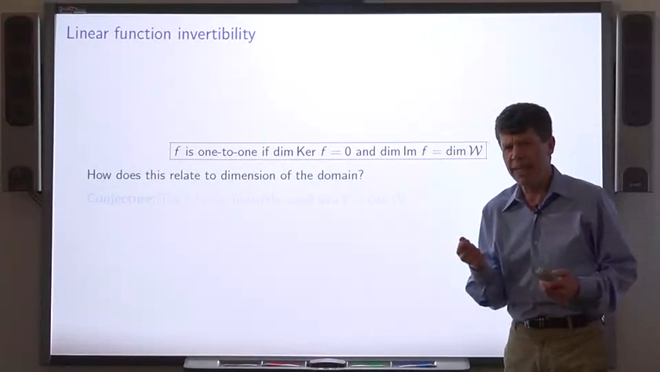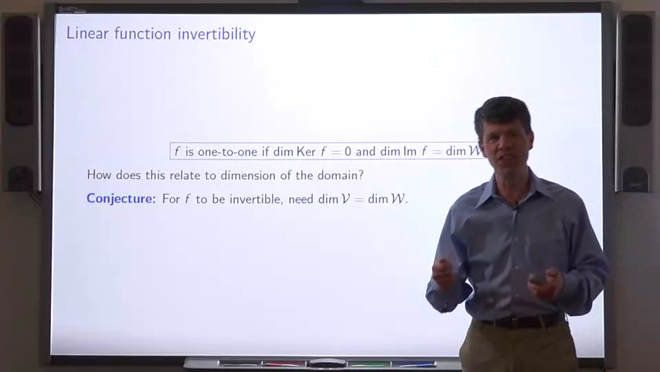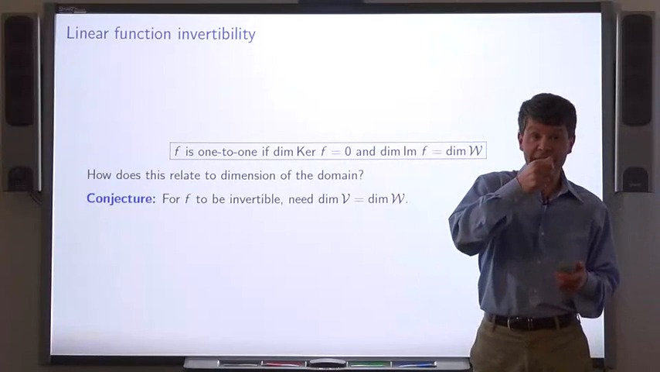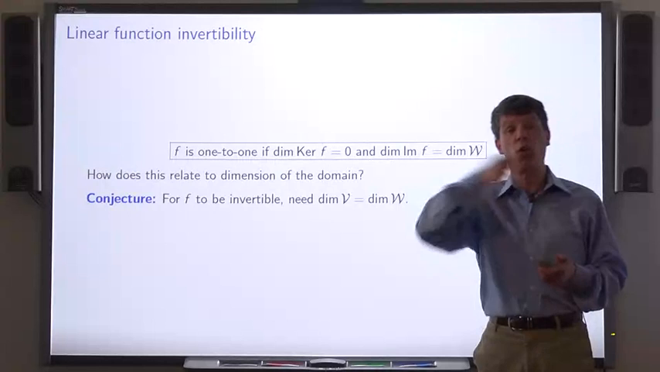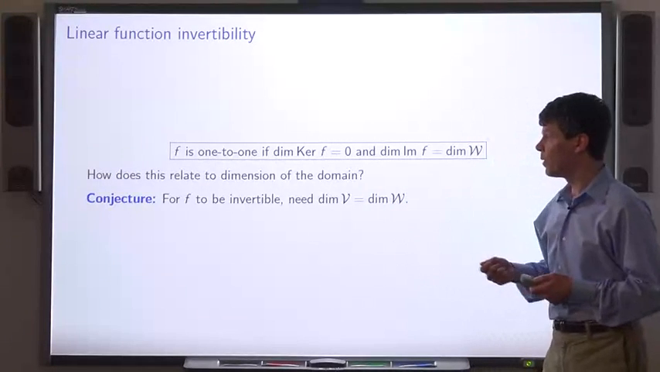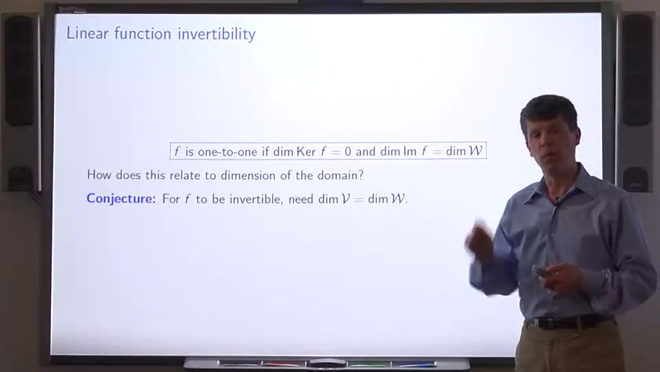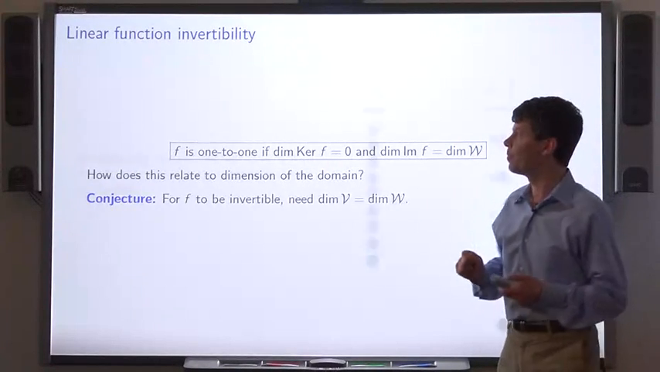Now, how does that relate to the dimension of the domain? One might conjecture that for a function to be invertible, the dimension of its domain should match the dimension of its codomain. This corresponds to the intuition that the vectors in the domain can be made to correspond with the vectors in the codomain. We'll eventually prove this conjecture, but we're going to take a little detour.